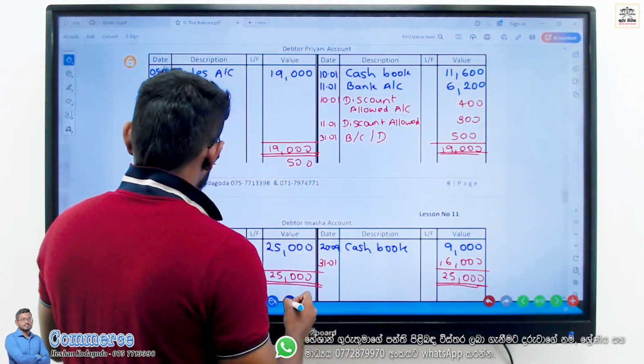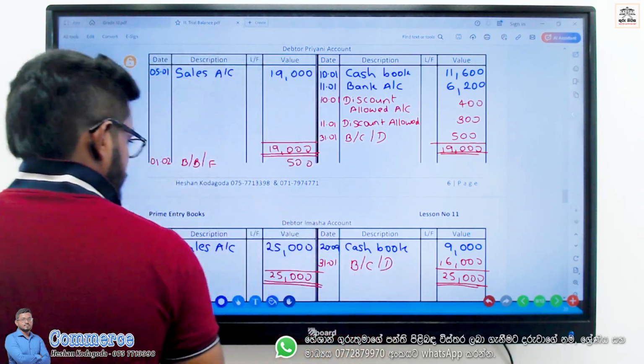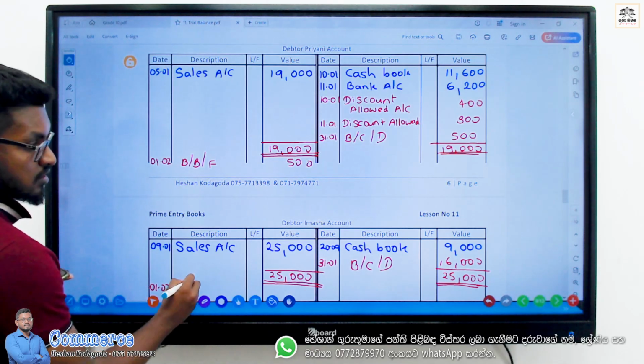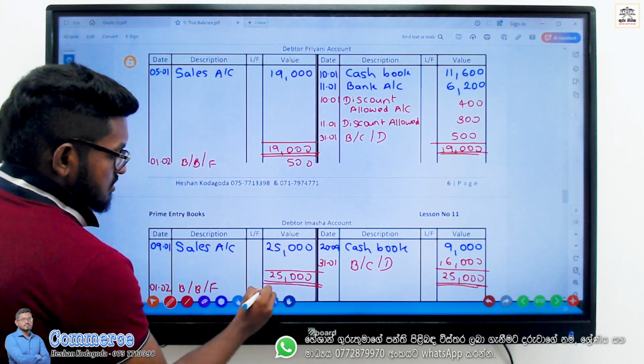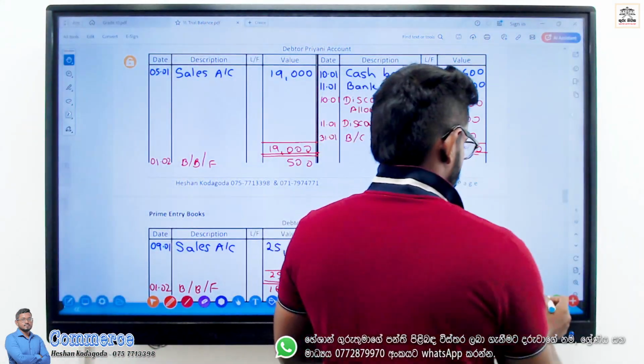31st of January, balance carried down. 1st of February, balance brought forward. Debtor Imasha account 16,000.